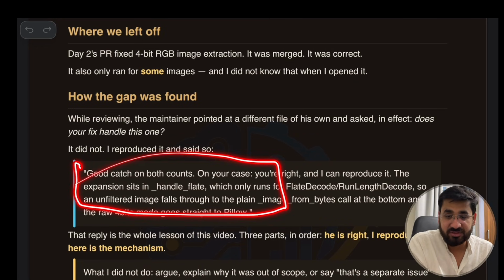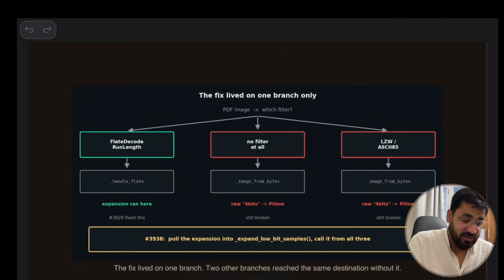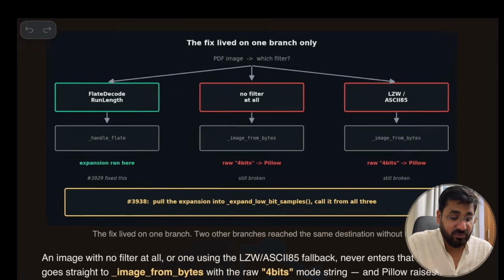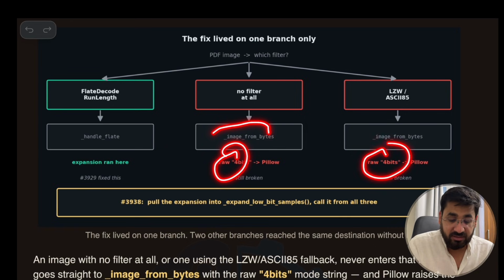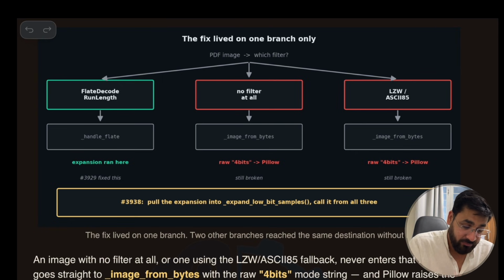This is the real comment that the reviewer marked, and you can see the diagram right now. Through this diagram you can understand. For one aspect only of the PDF image, which type of filter is applied. If the filter is Flate, it was working. For these two cases, raw bytes and ASCII values, it was not working. It was not working for the general case. You got the problem? Yes.